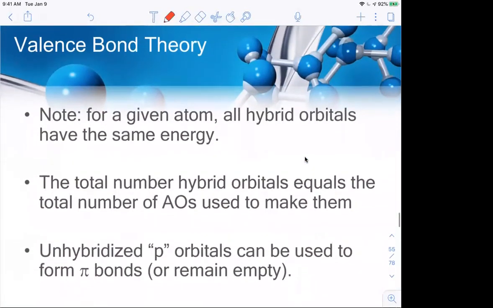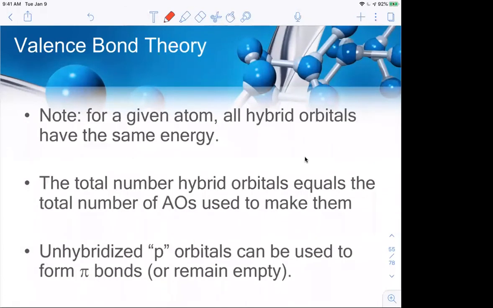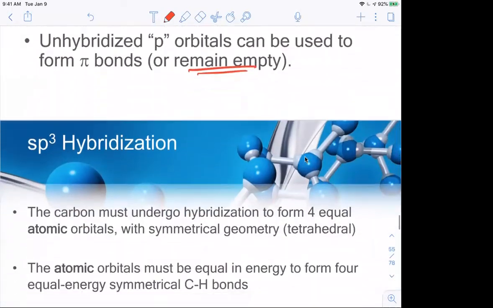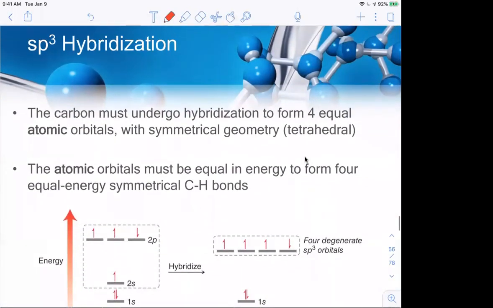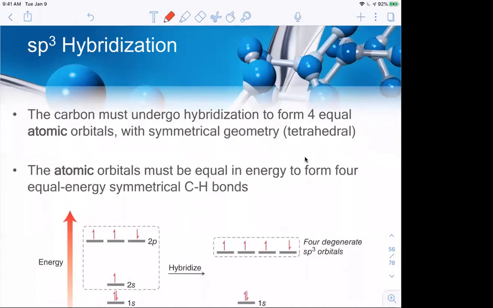So some other things. For a given atom, all hybrid orbitals have the same energy. The total number of hybrid orbitals that are formed is equal to the total number of atomic orbitals that are used to make them. Any unhybridized p orbitals can be used to do that side-by-side overlap and form pi bonds, or they can remain empty. And we'll see plenty of cases where those unhybridized p orbitals are there, but they actually don't have any electrons in them. So let's go through the carbon schemes of hybridization.